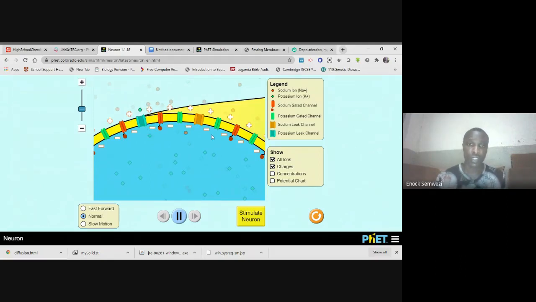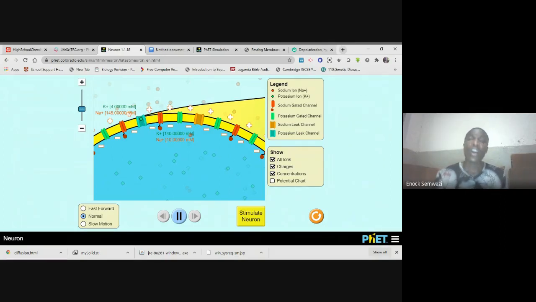We also need to know that the concentration of the sodium ions is different from the potassium ions. So when you look at the membrane at rest, we have more of the potassium ions inside than the sodium ions. And when you look at the outside, we have more of the sodium ions than the potassium ions.